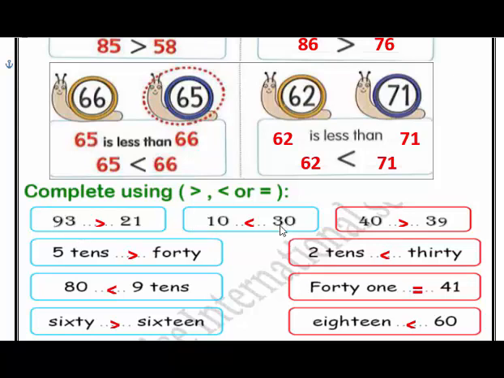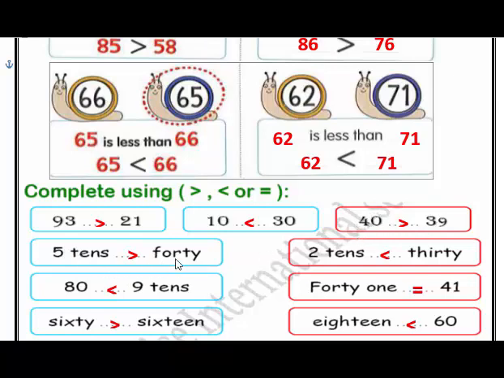10 and 30. Where are the tens in 10? 1. And where are the tens in 30? 3. Which is bigger, 1 or 3? Yes, 3. So 10 is less than 30. And the sign of less than doesn't look at 10. 40 and 39. Where are the tens? 4. And where are the tens? 3. 4 is bigger than 3. So 40 is greater than 39. And the sign is looking at 40.